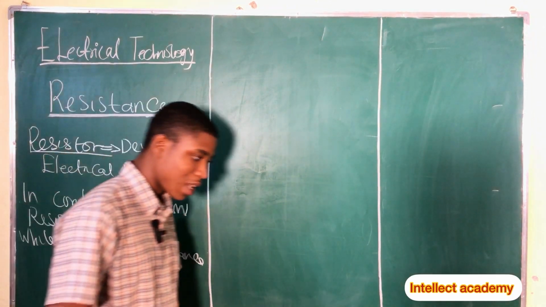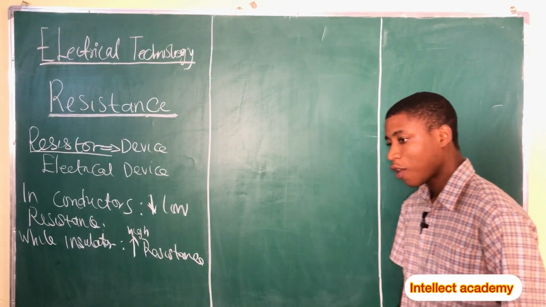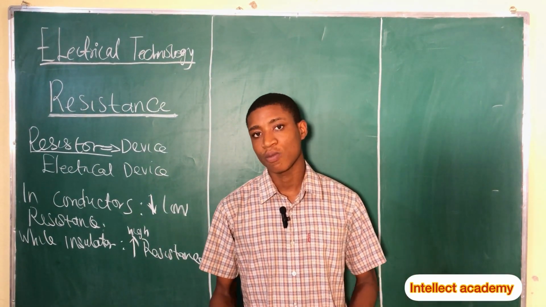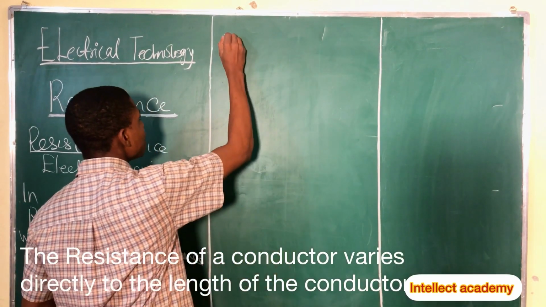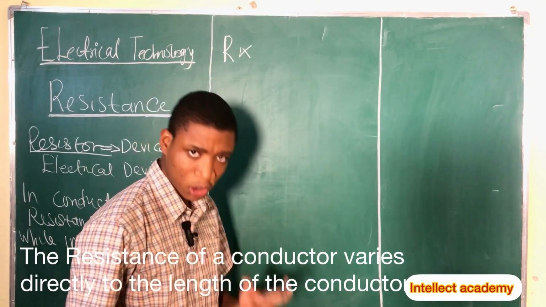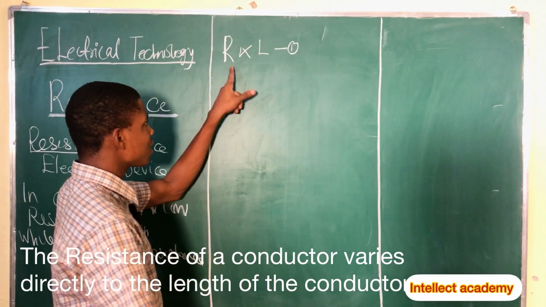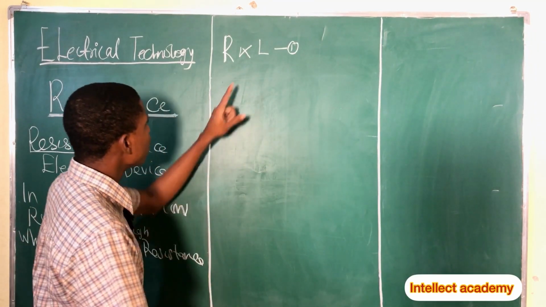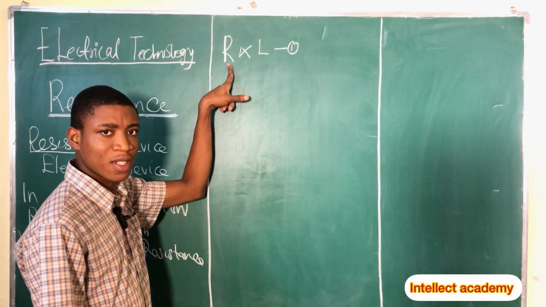Now, the resistance of a conductor or a material increases or decreases with some particular parameters. Number one, the resistance of a conductor is directly proportional to what? The length. The resistance of a conductor is directly proportional to the length, in the sense that if the length of the material or the conductor increases, the resistance also increases.